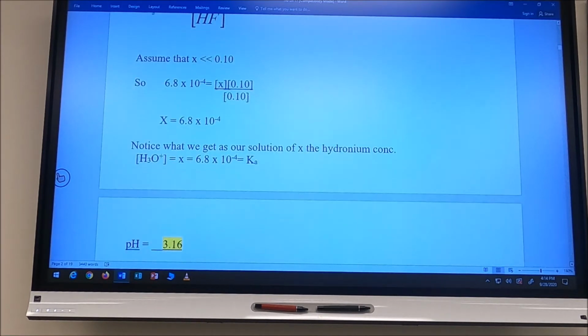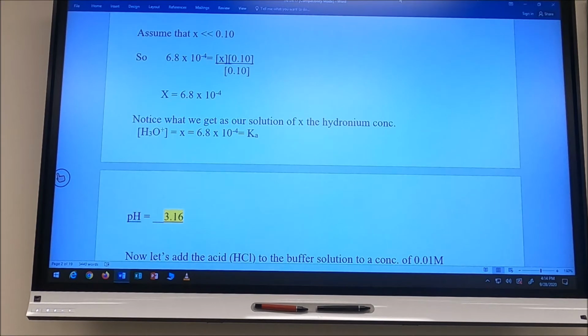I'm going to assume that x is going to be much, much smaller than 0.10. If I do that and I plug into my Ka expression, I get 6.8 times 10 to the minus 4 is x times 0.10 over 0.10, and I get x to be 6.8 times 10 to the minus 4. Our hydronium ion concentration is equal to x, so the hydronium ion concentration is 6.8 times 10 to the minus 4. Our pH is 3.16. Okay, so that's what the pH of this buffer solution starts out at.